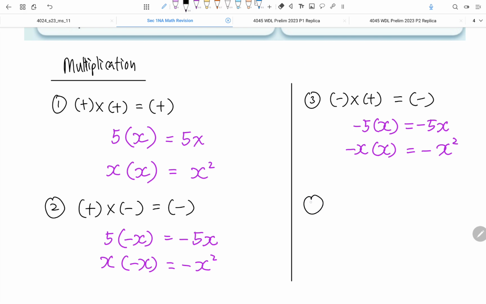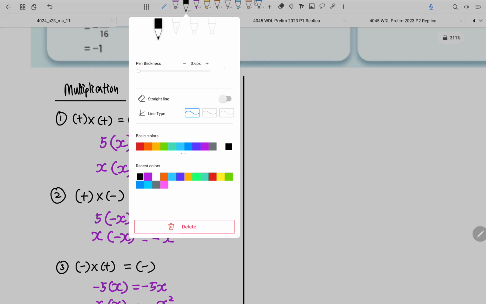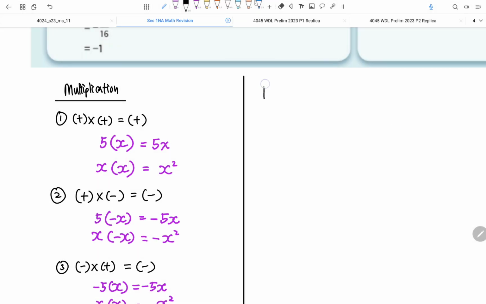And last case, number 4, negative times negative equals positive. Examples, negative 5 times negative x is a positive 5x. You do not see any more negative signs. Likewise, negative x times negative x is a positive x squared. Again, you do not see any negative signs. This is for multiplication. For division, you will observe similar ideas.